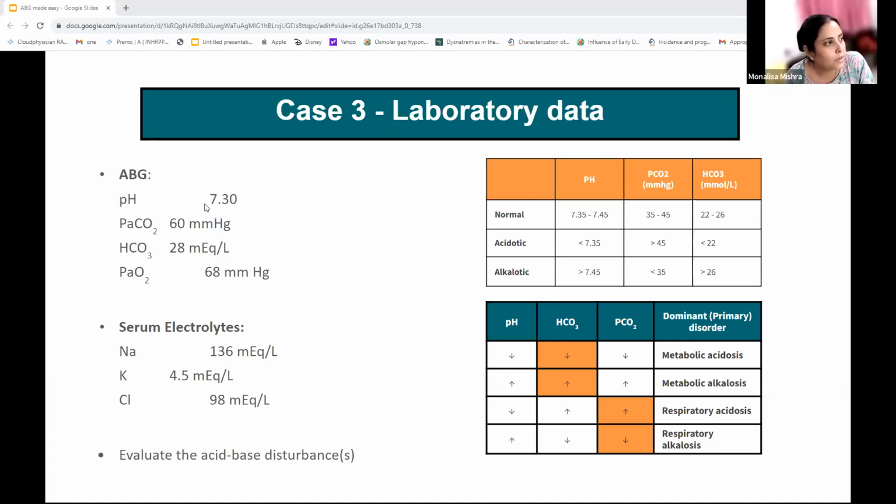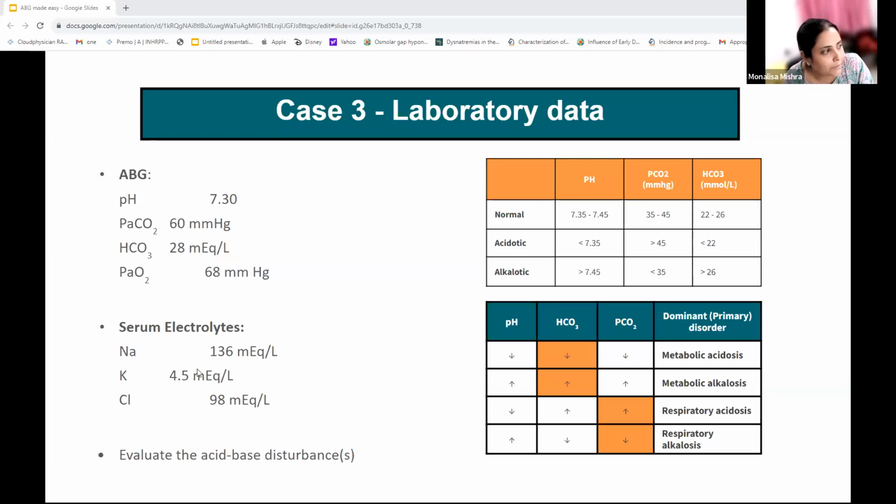Okay, so here you see the pH is 7.3. Normal pH is 7.35 to 7.45. So here it is 7.3, then it is acidosis, right? And what acidosis will it be? The CO2 is high and the bicarb is also high. So it is respiratory acidosis.